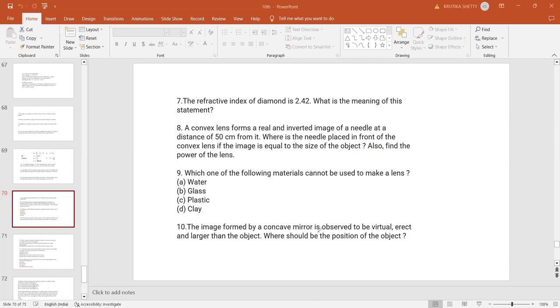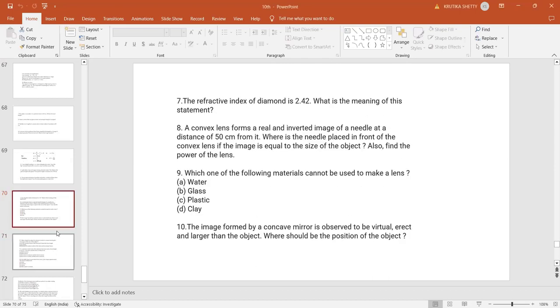So here the image formed by the concave mirror is observed to be virtual, erect. Concave mirror only virtual, erect. Ma'am, between P and F, ma'am. Between the pole and the focus. Yes. Okay. I think options are there for this. One second. Next slide we will check.